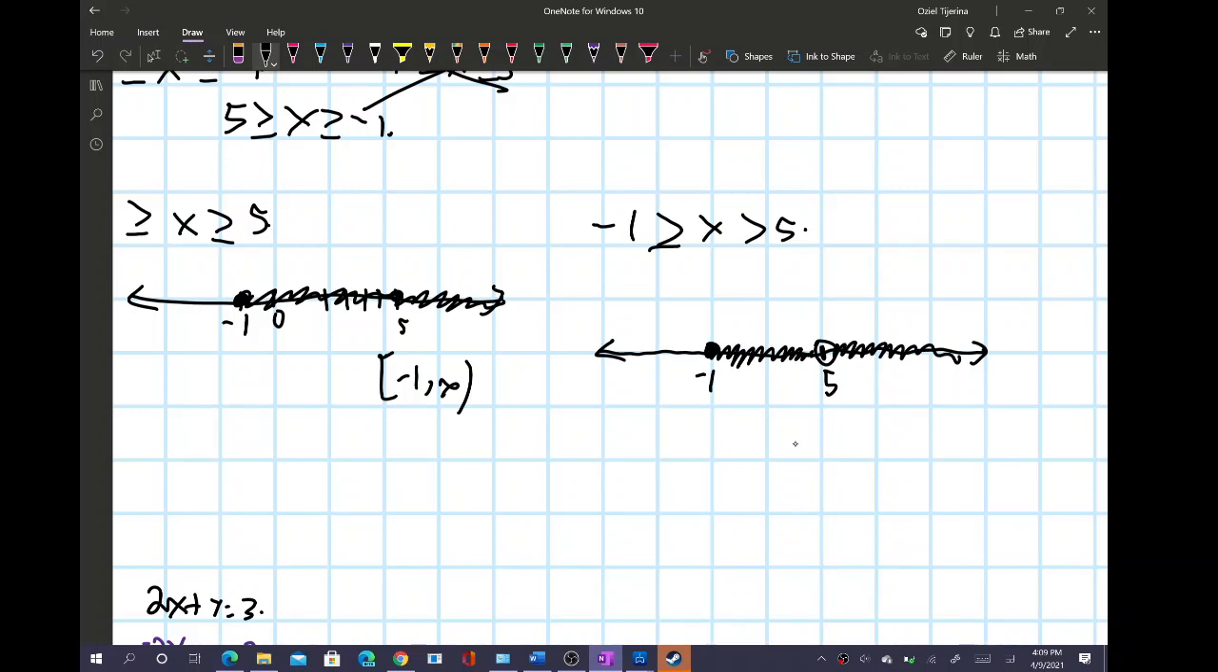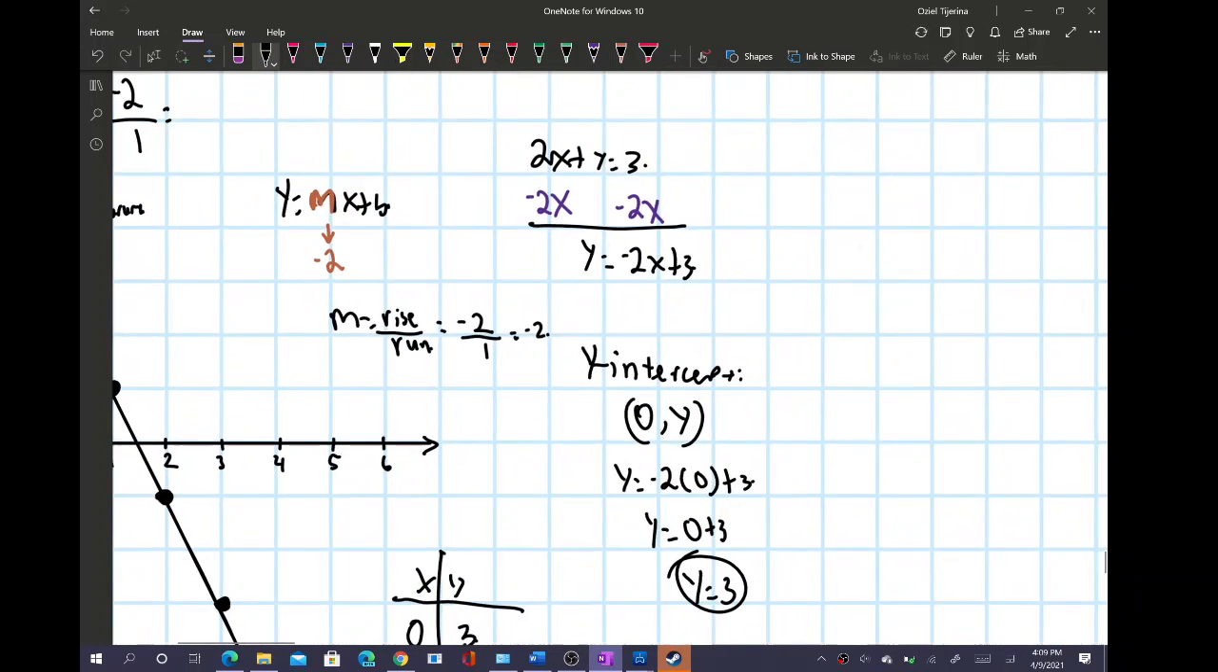So in interval notation, you would be from -1 to 5 union 5 to infinity. But like I said, I really doubt they would give you something like that.